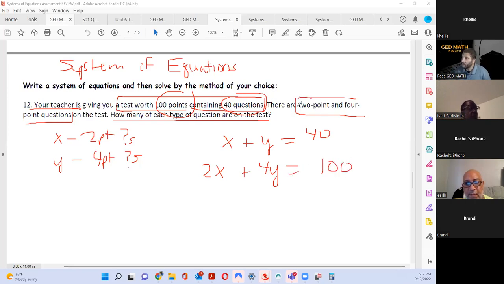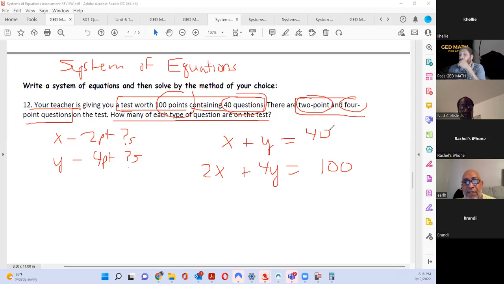Why? Because of the 2-point and 4-point questions. So remember, X and Y stand for the number of questions, not the points. So if there were 10 2-point questions, then it would be 10 times 2. So the total amount of points would be 20 points. Everybody understand that? Right. What is our next step?